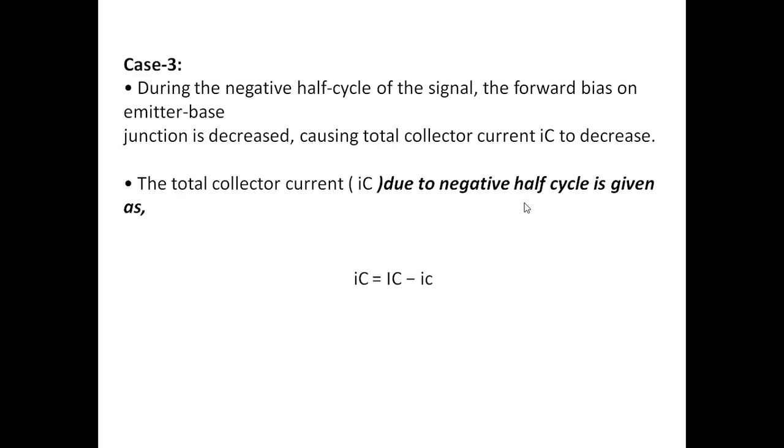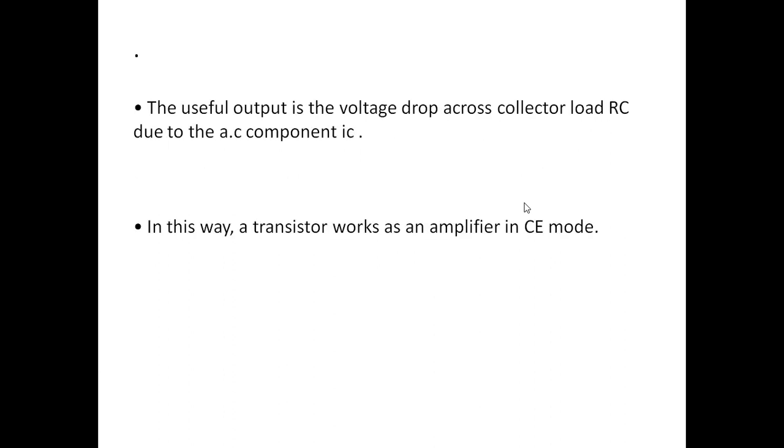Okay, this is the basic working principle of the common emitter amplifier circuit, the CE amplifier circuit for small signals, that is, applying an AC signal. The useful output is the voltage drop across the collector load, that is RC, due to the AC component IC. In this way, the transistor works as an amplifier in common emitter mode.